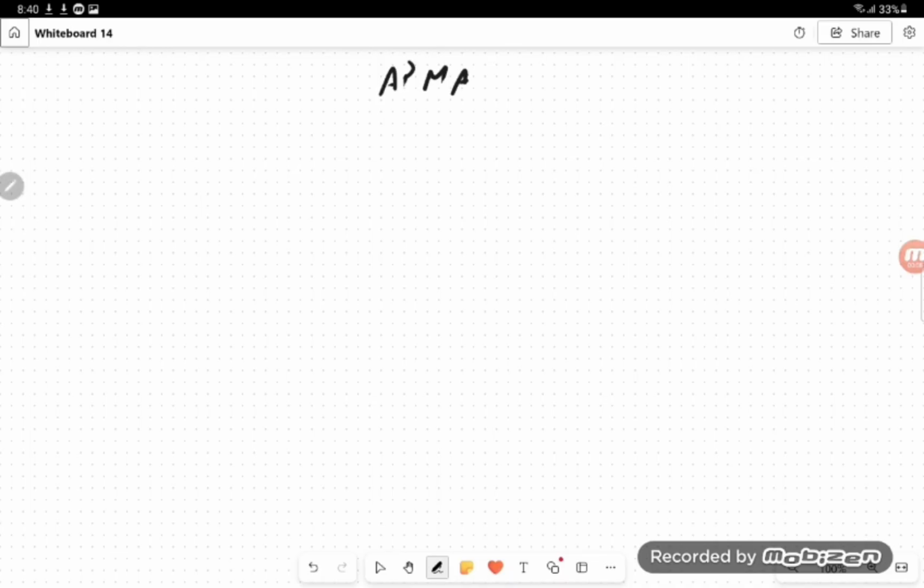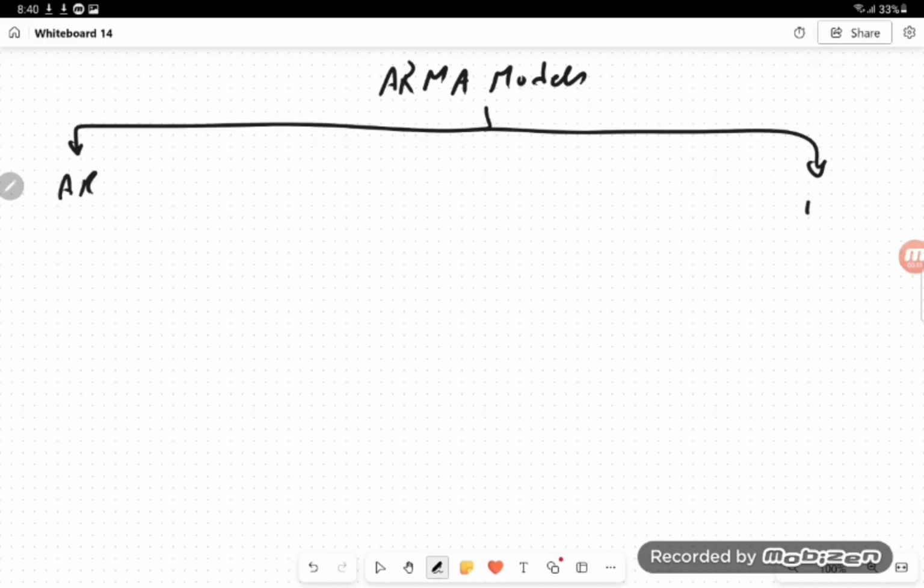Good morning. In our lecture today, we are going to talk about ARMA models. So ARMA is divided into AR and MA. So we have to understand each one of them separately and then talk about the ARMA. ARMA or AR or MA models, they are time series models, which means they depend on time series data. So let's start with the AR model or autoregressive model.